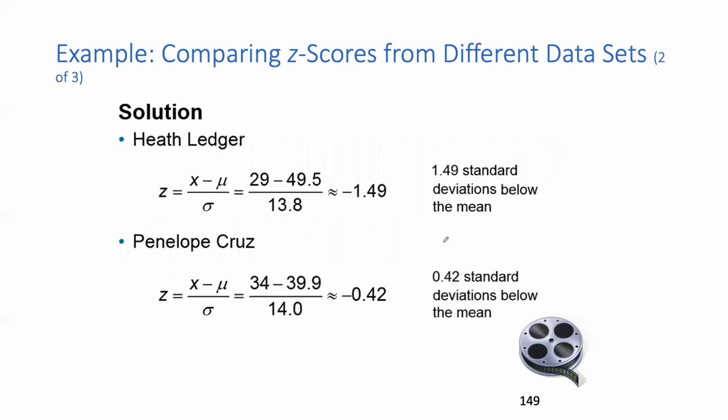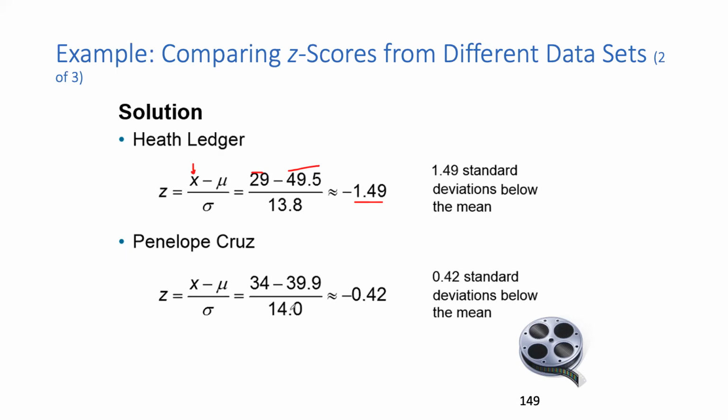Now let's calculate these z-scores. For Heath Ledger, his age was 29. The average for the best supporting actor category is 49.5. So this is how far Heath Ledger is from the average person, divided by the standard deviation, which is how much general dispersion there is in that category. This tells me that Heath Ledger is 1.49 standard deviations below the mean.